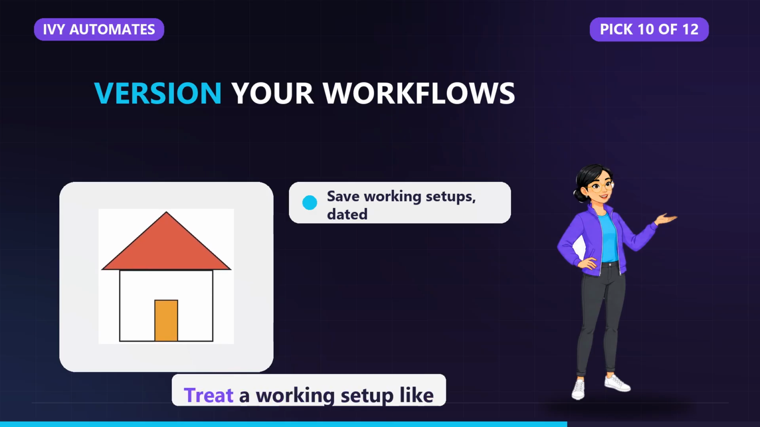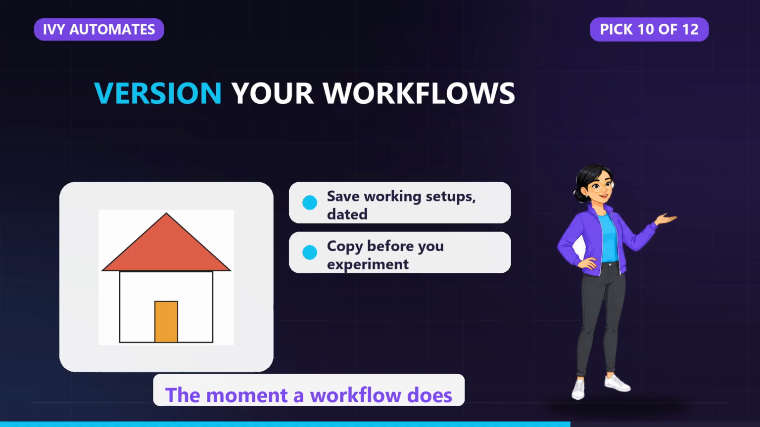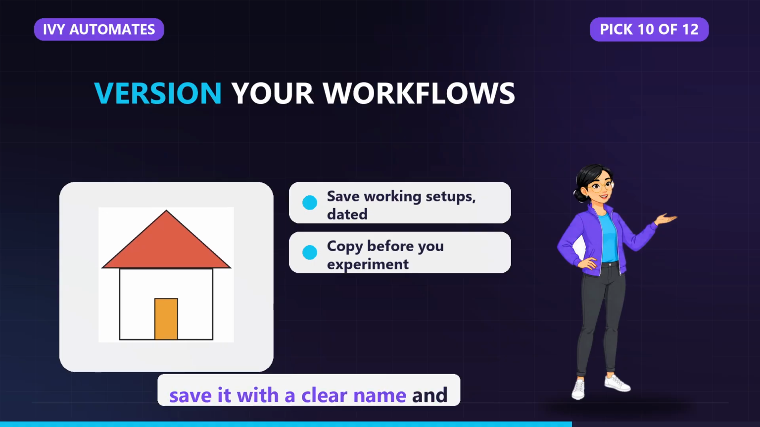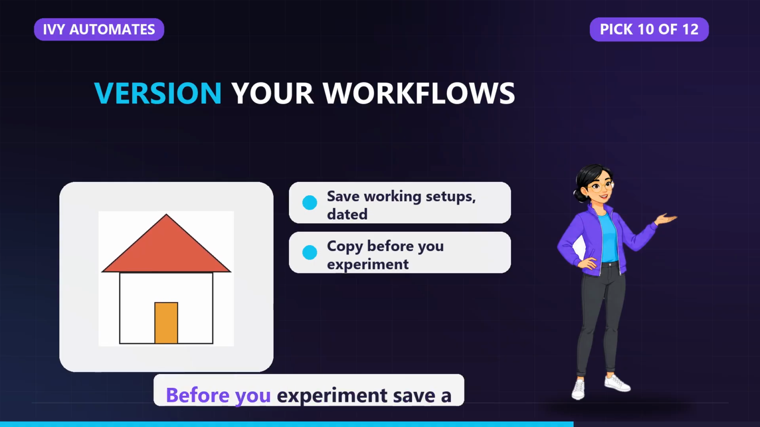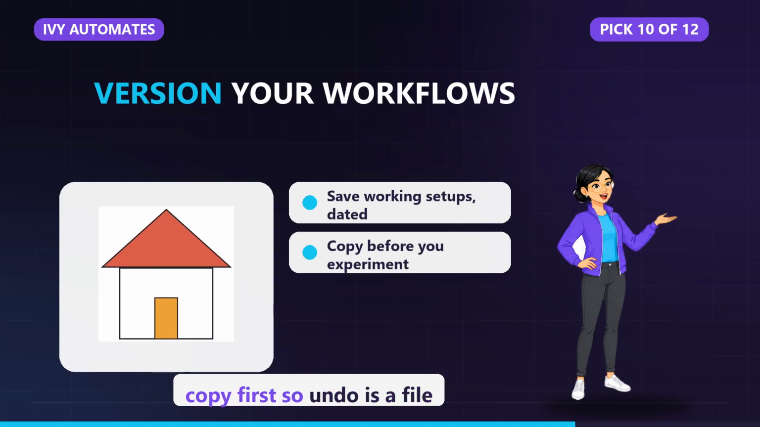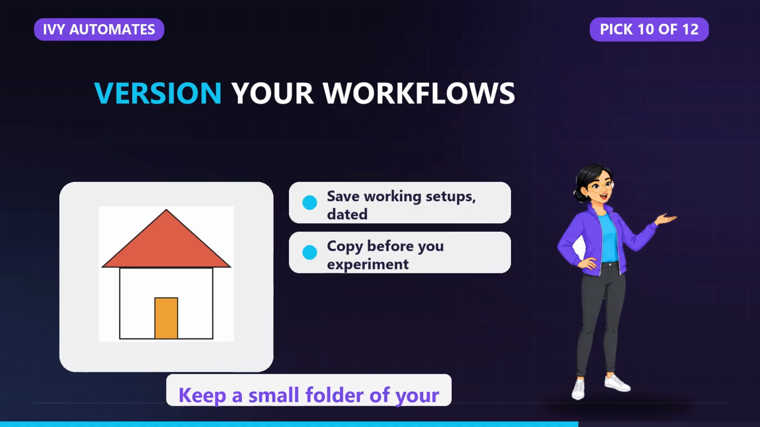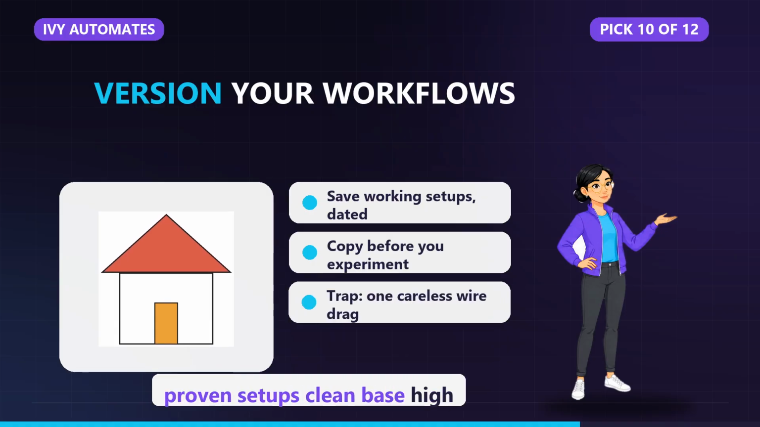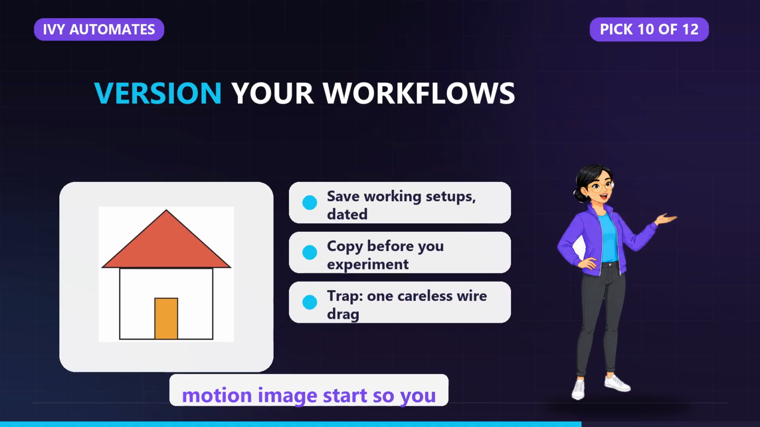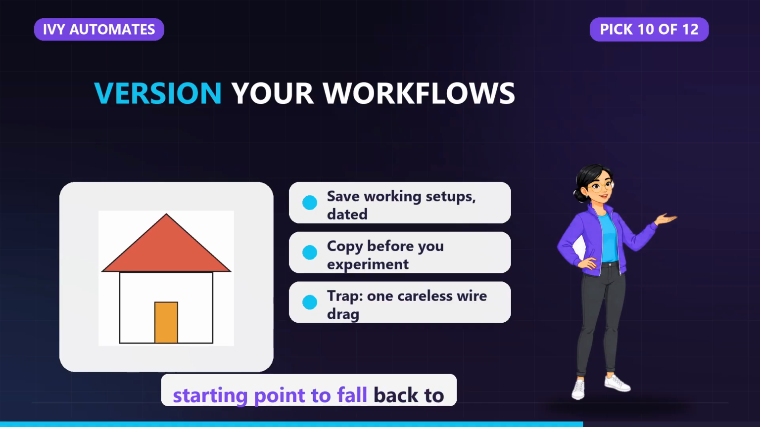Don't be me. Treat a working setup like precious code. The moment a workflow does what you want, save it with a clear name and the date. Before you experiment, save a copy first so undo is a file, not a memory. Keep a small folder of your proven setups. Clean base, high motion, image start, so you always have a known good starting point to fall back to.